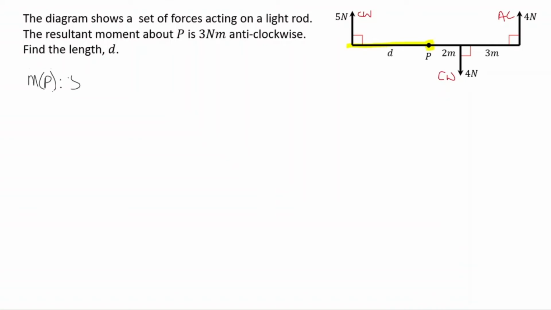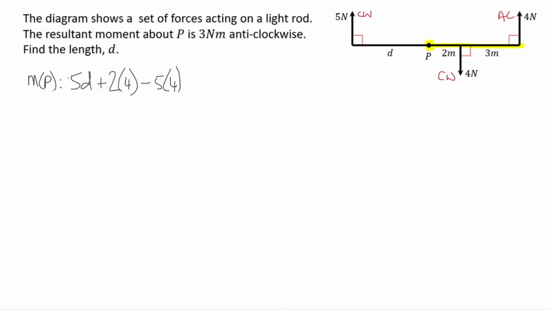Here the distance is D, magnitude of 5 newtons, 5D is the moment. We're going to add on the other clockwise moment, distance of 2, magnitude of 4, 2 times 4, we already know that's 8. And finally we're going to subtract the anti-clockwise moment. So, it's a distance of 5, magnitude of 4, we are subtracting 5 times 4. We're told that the resultant is going to be 3 Newton meters anti-clockwise.